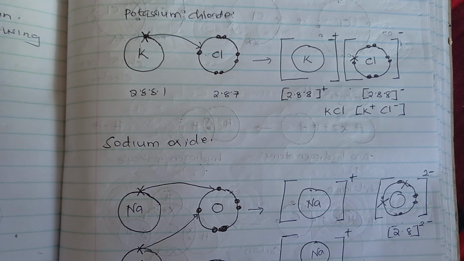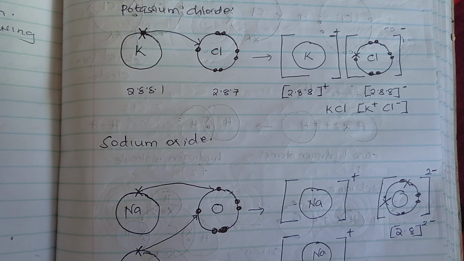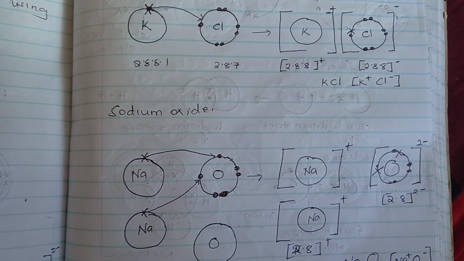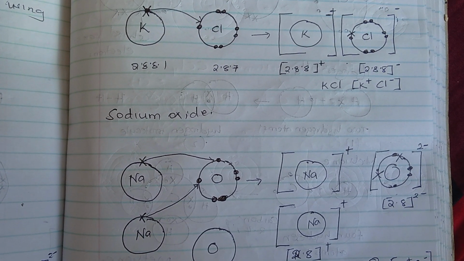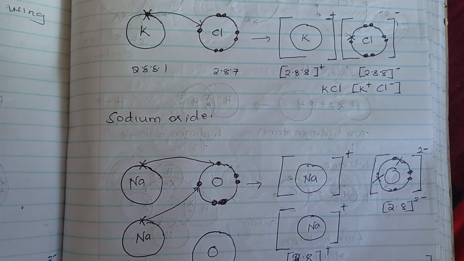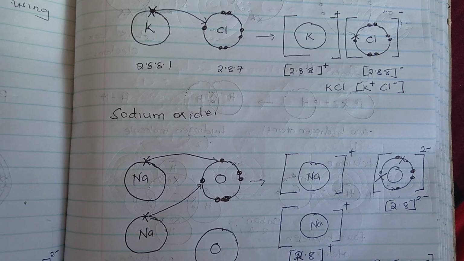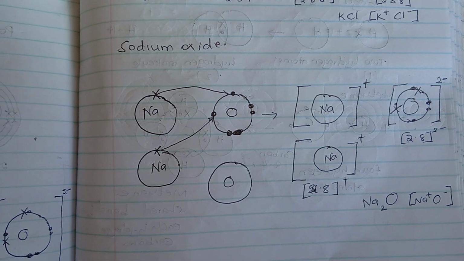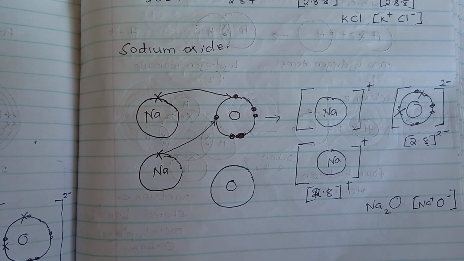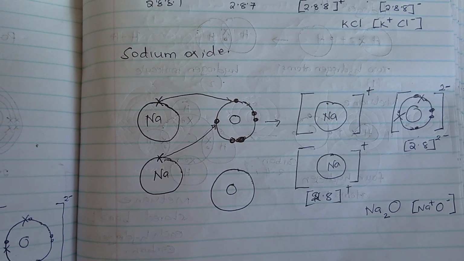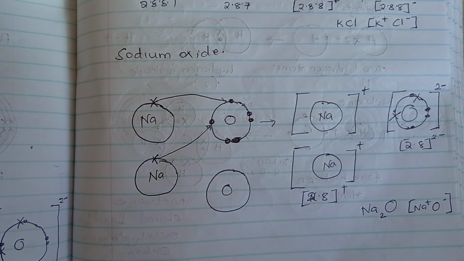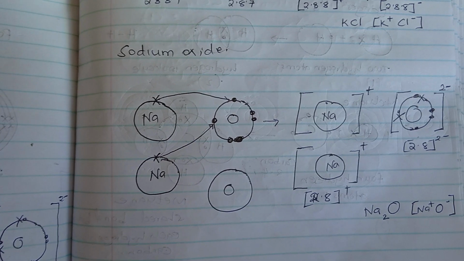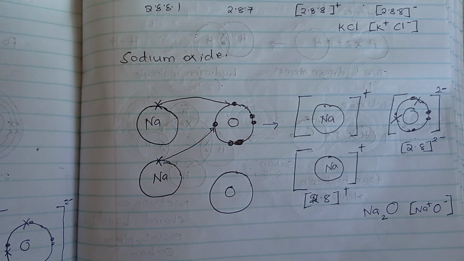Potassium chloride. You have potassium, you only concentrate on 1 electron in its outermost energy level, and chlorine, therefore forming potassium chloride. Sodium oxide, you have sodium and then you have oxygen. Now you need 2 sodiums and 1 oxygen so that each electron is transferred from a sodium to an oxygen, making it stable.